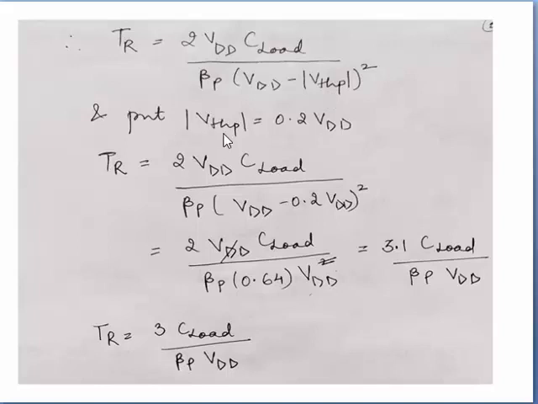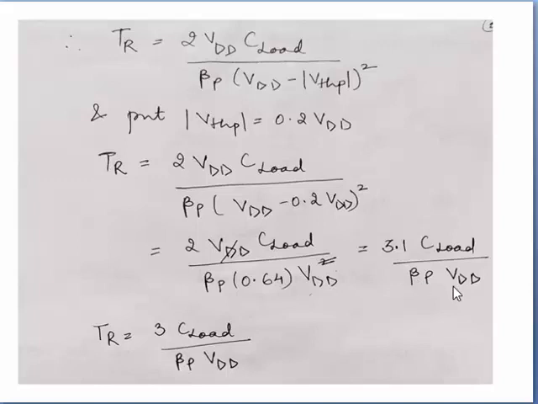Now put VTHP is equal to 0.2 VDD. So it becomes TR is equal to 2 VDD into C load divided by beta P into (VDD minus 0.2 VDD) whole square. So 1 minus 0.2 is equal to 0.8. 0.8 whole square is equal to 0.64, and VDD whole square is VDD whole square. So it becomes 2 VDD C load divided by beta P 0.64 VDD whole square. One VDD will cancel out, so it becomes 2 divided by 0.64 as 3.1 C load divided by beta P into VDD.